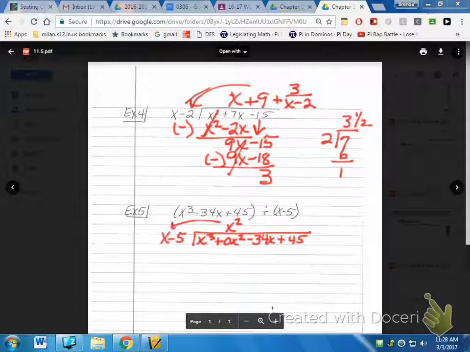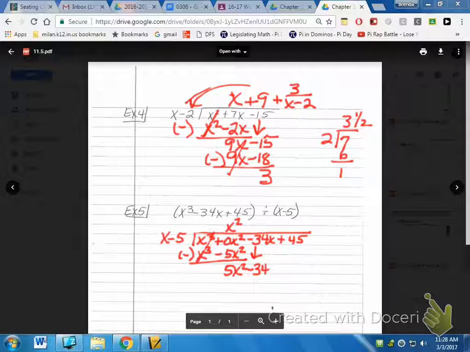Distribute x squared through your binomial. So x squared times x is x cubed. X squared times negative 5 is negative 5x squared. But remember, you're subtracting that. So your x cubed minus x cubed is gone, but be aware for this sign. 0x squared minus negative 5x squared, what would it be? 5x squared. It makes it become positive. So don't forget about your subtracting that. It changes its sign, really. Bring down the next term.